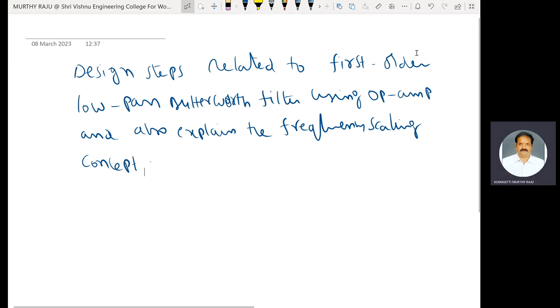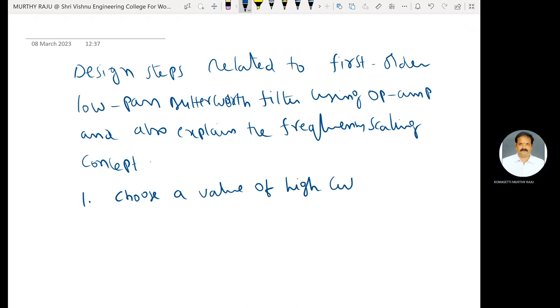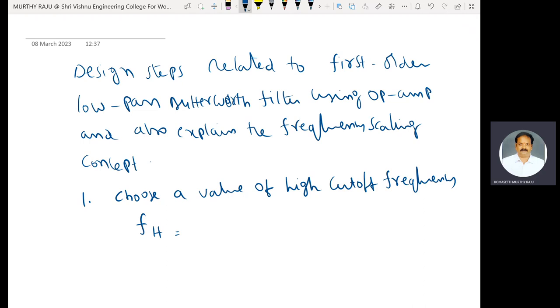A low pass filter can be designed by implementing the following steps. First one is choose a value of high cutoff frequency, that is FH. Higher cutoff frequency of the filter, that value must be chosen. 1 by FH is equal to 1 by 2 pi RC.